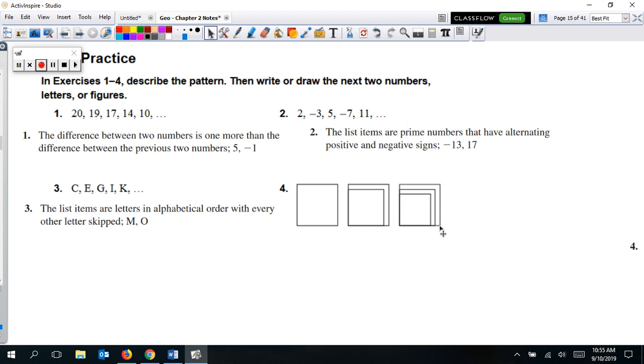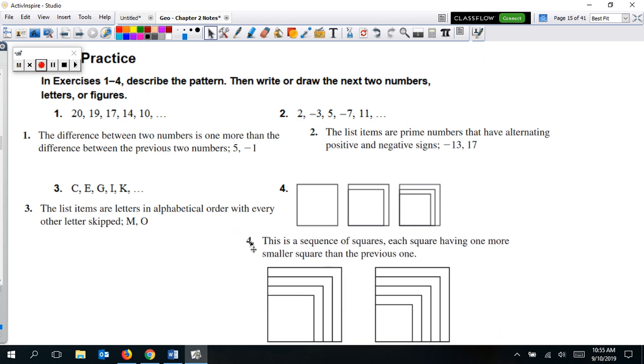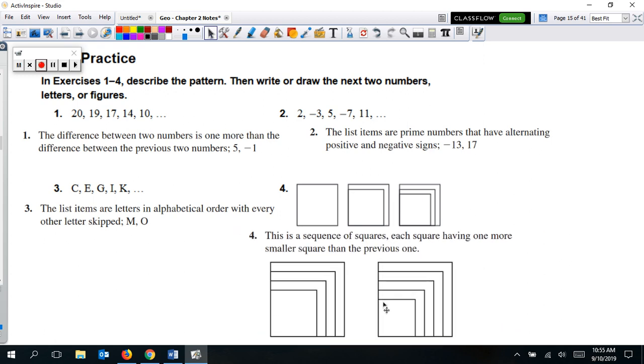And then number 4 should be pretty easy to see. The next one should have basically an extra box inside here, and the one after that should have 2 extra boxes inside. So that's probably pretty easy to see, those little squares there. So you can draw those next 2 the way they're supposed to be drawn. Just do a quick sketch of those.